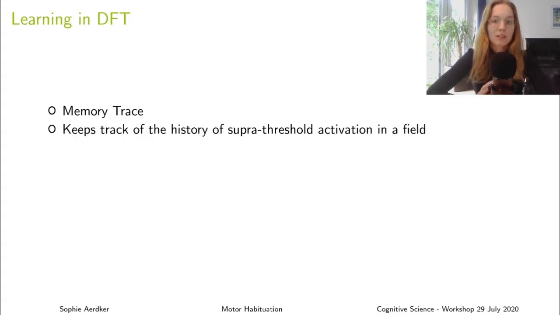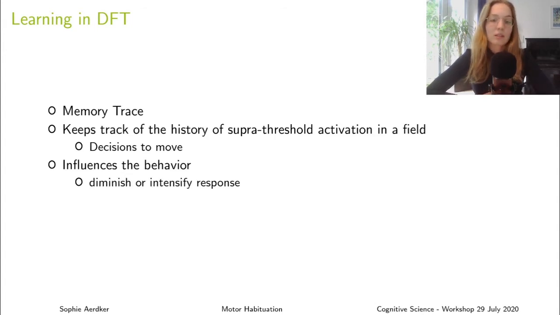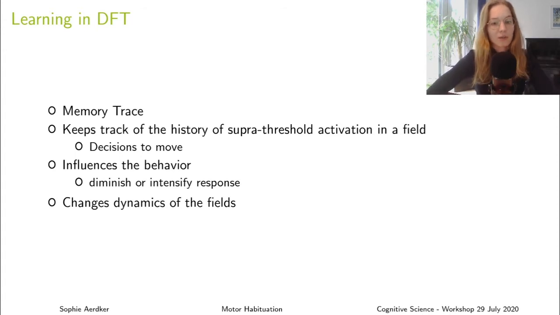The memory trace keeps track of the history of suprathreshold activation in the field, which are decisions to move in our case. Memory traces are not simply a record of the past, they actually influence the behavior. And they could lead to diminishing responses or they could intensify responses, which is actually habituation and sensitization. The memory traces do that by changing the dynamics of the fields, by changing the fixed points of the dynamics.